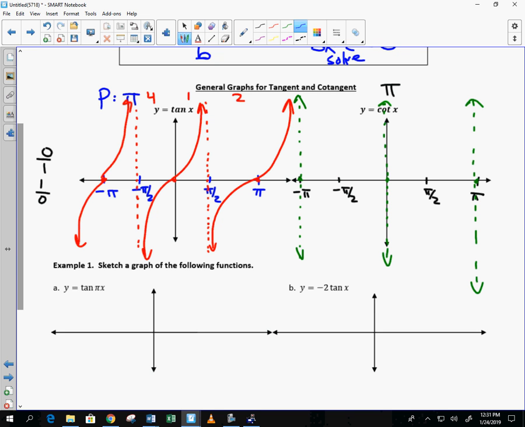Okay. Now, look at the tangent graph. It was undefined at pi over 2, so the cotangent graph will be 0. We're almost done here.